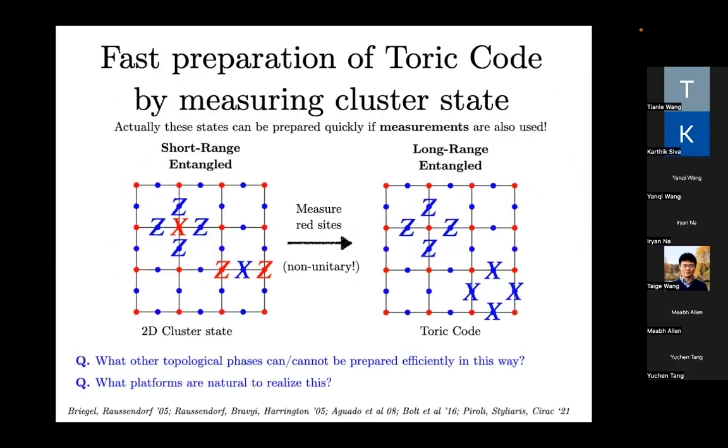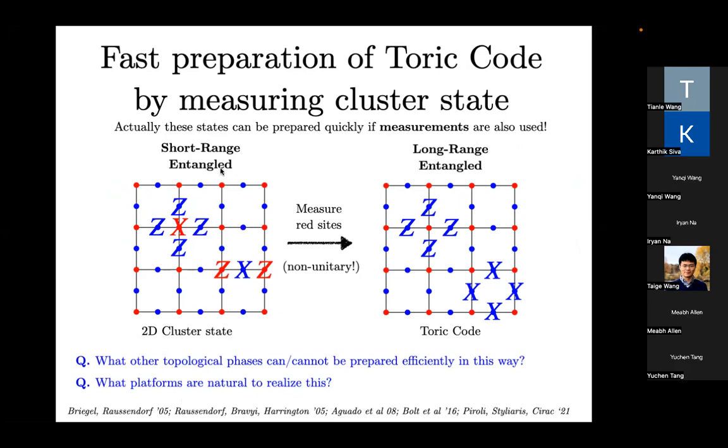People have been talking about phases of matter using unitary equivalence. Two phases are equivalent if you can unitarily connect one to the other. But of course, we can also talk about non-unitary dynamics, and one of the best examples is measurement. So it turns out that there's a cheat where you can prepare such topologically ordered states quickly using measurement. And this example has been known for maybe 20 years or so.